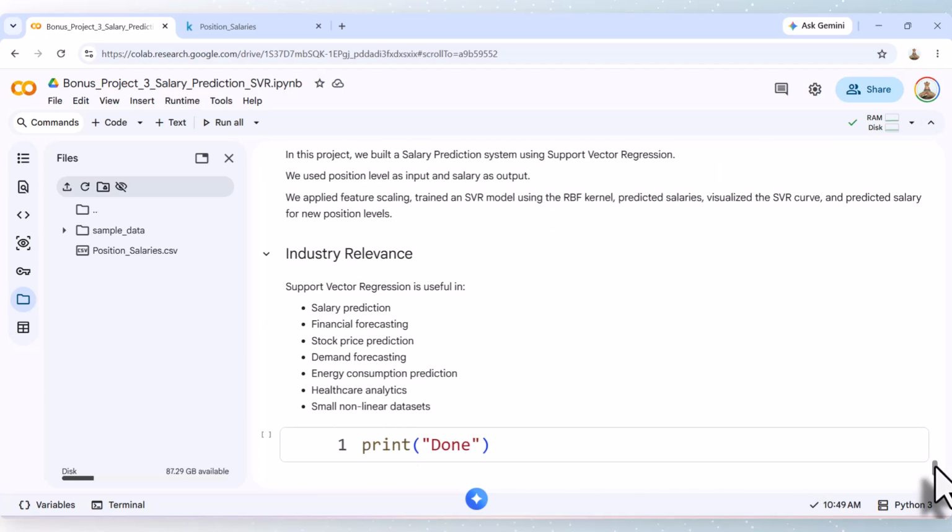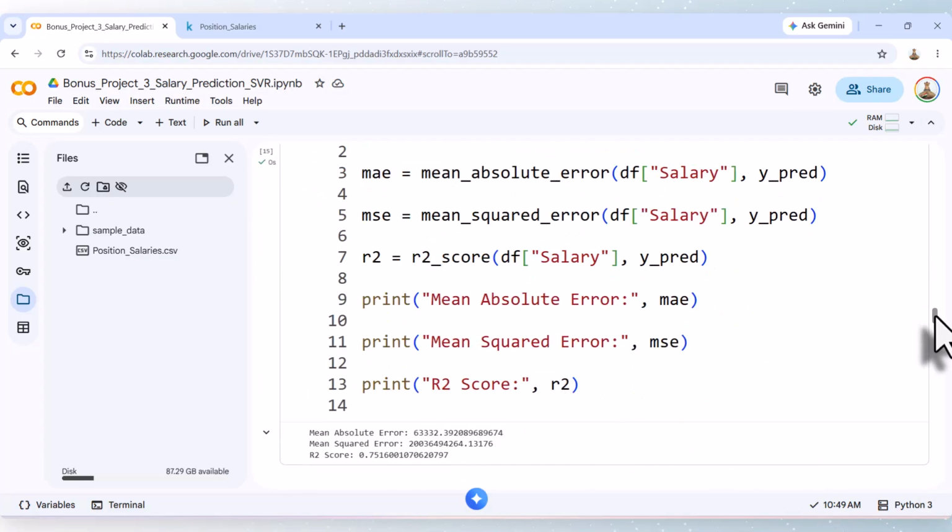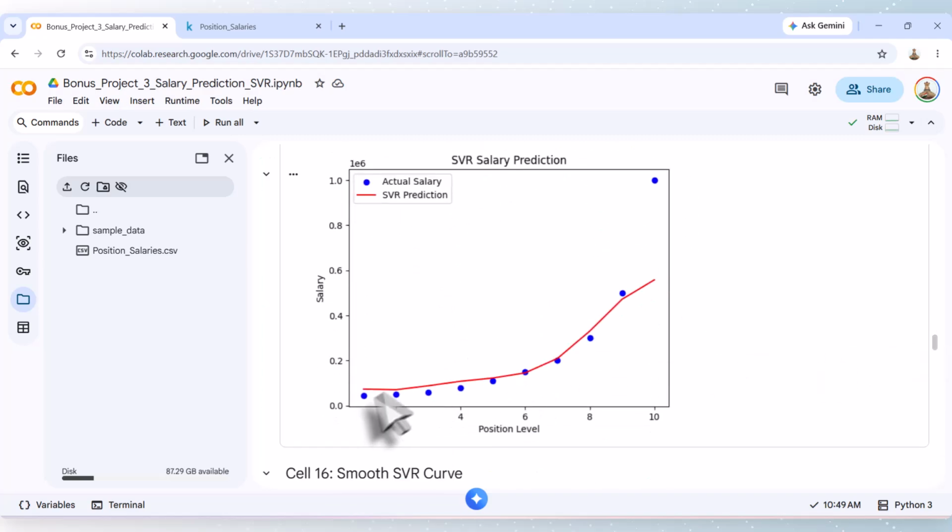This SVR can be used in multiple applications like salary prediction, financial forecasting, stock price prediction, demand forecasting, and energy consumption prediction. In many applications, we use SVR regression for predicting numerical values. Please try to practice this example. I have taken a very simple data set which is useful for understanding this kind of visual pattern. If you take a very big data set, the understanding is difficult. With a small data set, you can clearly see the data pattern and the predictions. Everything you can easily understand.